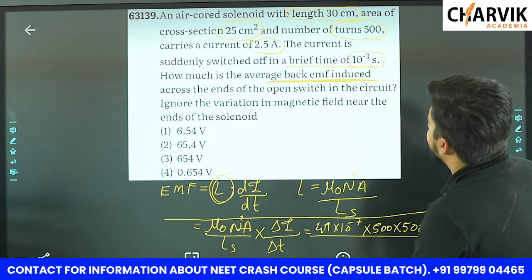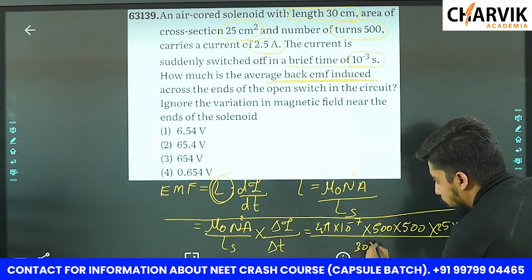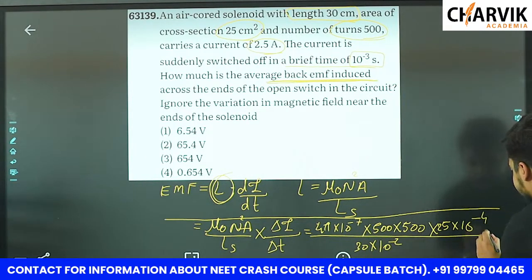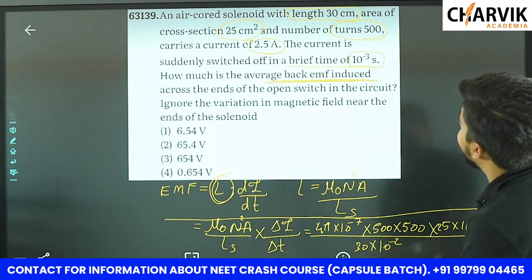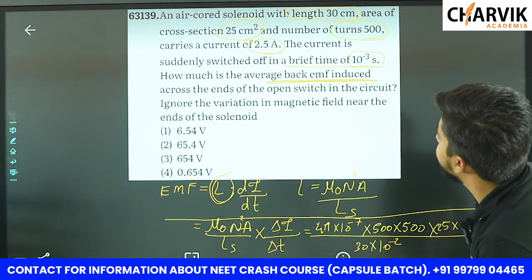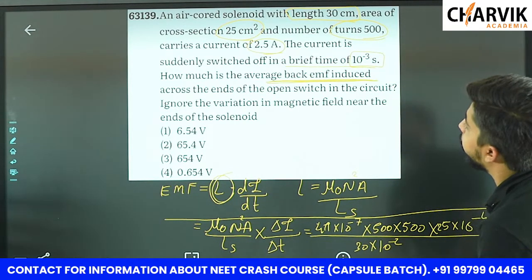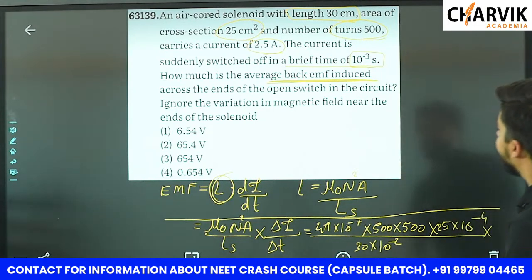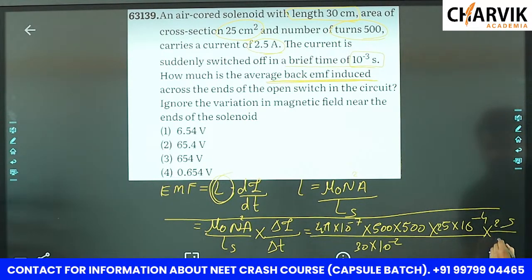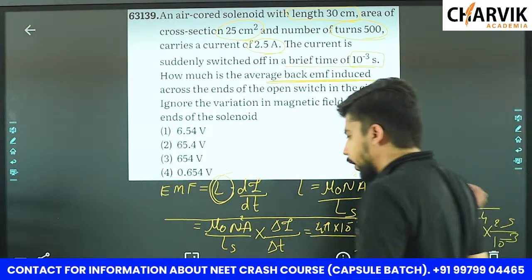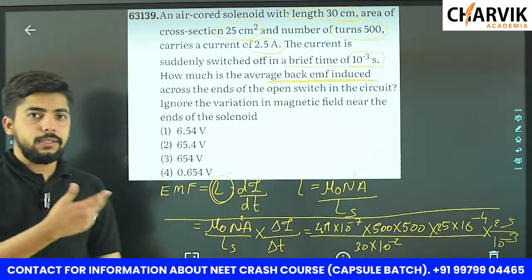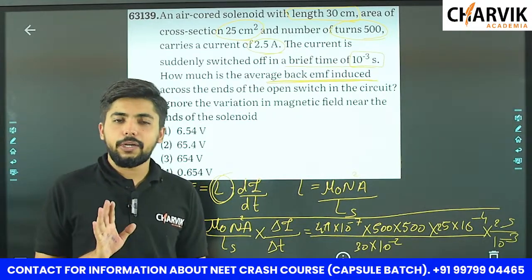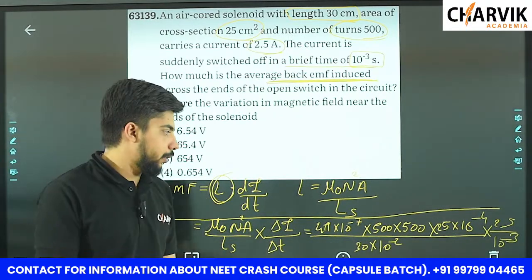What is the length of the solenoid? It is 30 into 10 raised to minus 2, into delta I. What is delta I? The change in current is 2.5 ampere, divided by delta T, which is 10 raised to minus 3. You just have long numbers, but because you have a calculator in the GUJCET paper, I think this is not a bigger task.